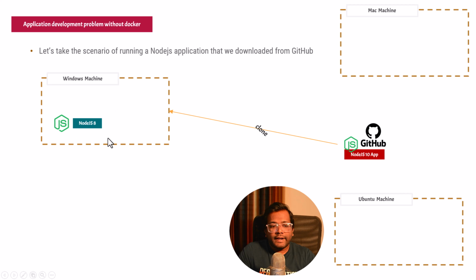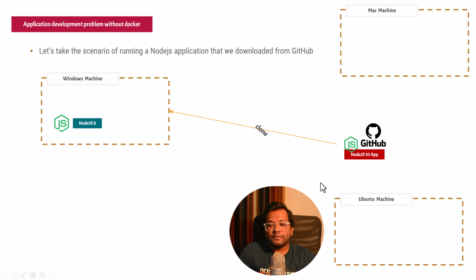Now if you try to deploy this application on your local machine, if you try to run this application on your local machine, what you basically use is the clone command. So what does the clone command do? It takes the application source code from GitHub and downloads it on your local machine. And here the catch is, let's say currently my machine is a Windows machine and the Node.js 8 version is installed there. This application was developed using Node.js 10, but here I have a Node.js 8 version.